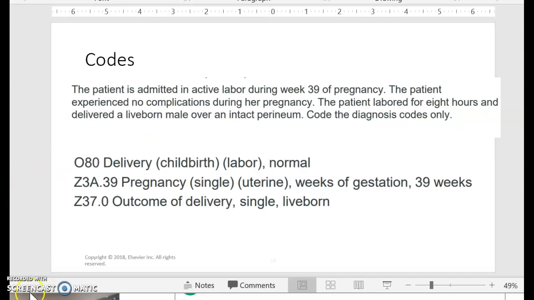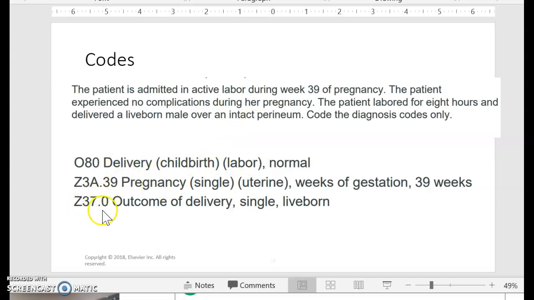So we basically need 2 codes, okay? The O80, which is the delivery. This is your main term, okay? And you will look for childbirth, labor, and normal. This childbirth and labor is actually non-essential modifiers written right next to delivery, which means that you can also see these words in your scenario or questions or documentation written by the doctor. So you can look for delivery as your main term, which is the same thing as childbirth and labor. And under that, you will find normal, and that will be your first listed diagnostic code for a normal delivery. Now remember, this is for the mother.